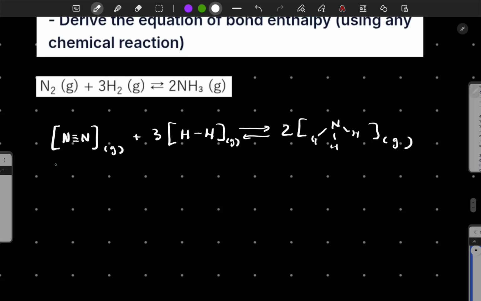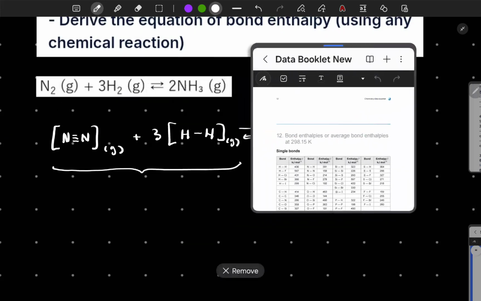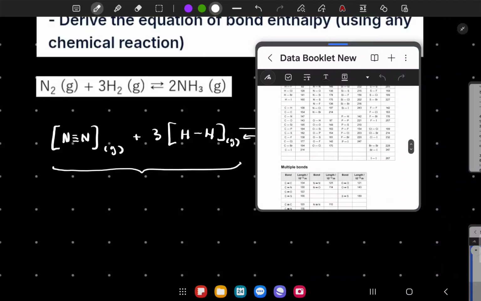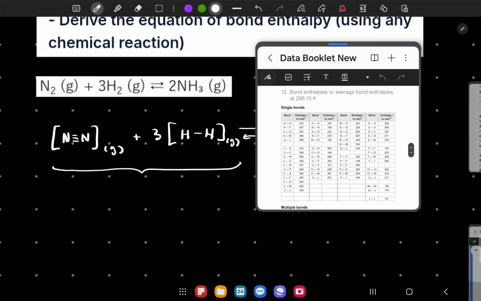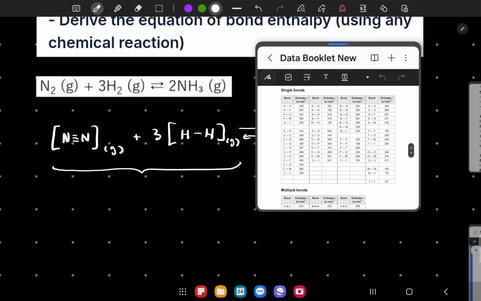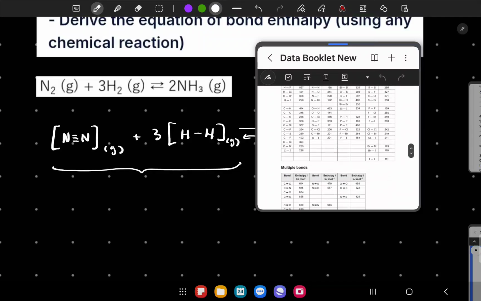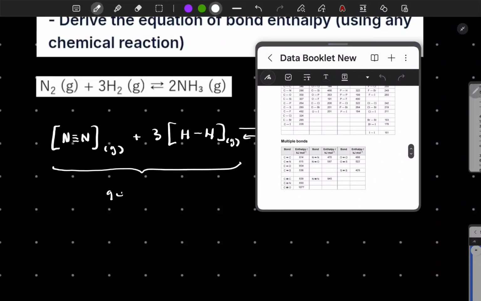So let's first see this part. Here, you can get the data for breaking all these bonds from section 12 from the data booklet of 2025. So in this case, the triple nitrogen bond gave you 945 kilojoules. Now, this unit is in kilojoules per mole, right? But since this is 1 mole of the substance in this reaction, you can just multiply by 1 mole, and then you get this.